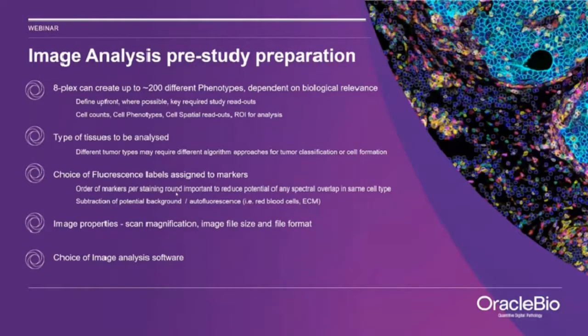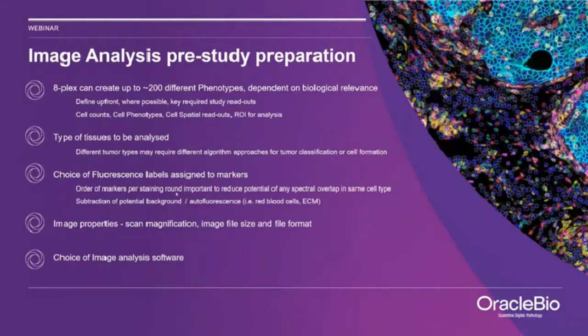With respect to the actual images, there are different components here with respect to magnification, image file size, and file format. From a scan magnification perspective, normally a 20x scan is suitable for detecting protein signal in cells. But 40x can be considered based on the resolution required for specific biomarker subcellular distributions.